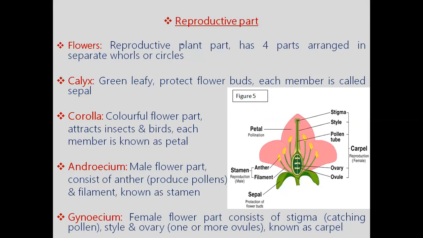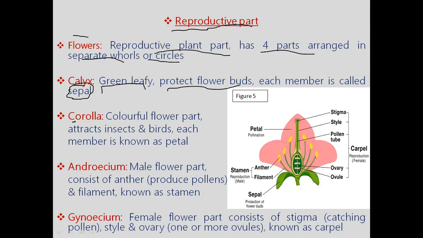Next, the second part is the reproductive part of the plant, the flower. The flower is the reproductive plant part, and it has four parts arranged in separate rows or circles. The first one is the calyx. Calyx is green and leafy, and its function is to protect the flower in bud condition. Each individual member of the calyx is known as a sepal. This is the outer whorl or circle.